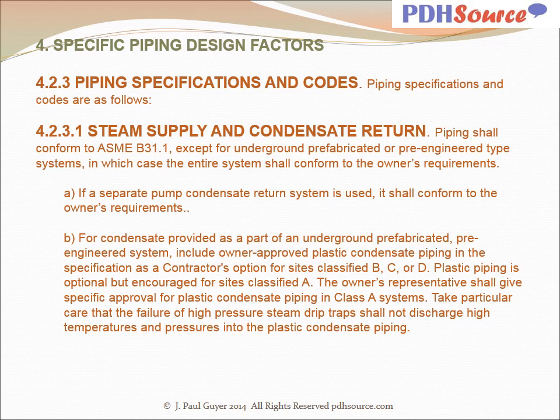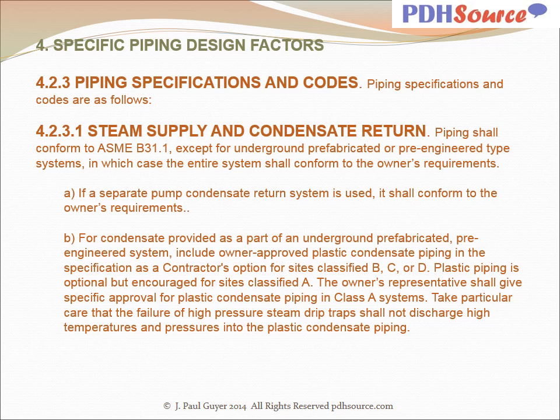Piping specification codes are as follows. For steam supply and condensate return, piping shall conform to ASME B31.1 except for underground, prefabricated, or pre-engineered type systems, in which case the entire system shall conform to the owner's requirements. If a separate pump condensate return system is used, it shall conform to the owner's requirements.